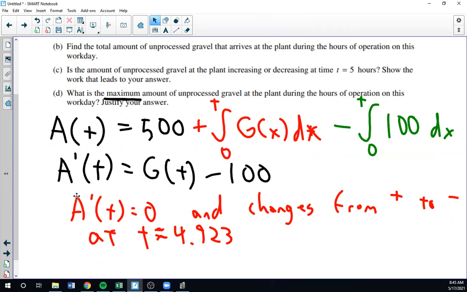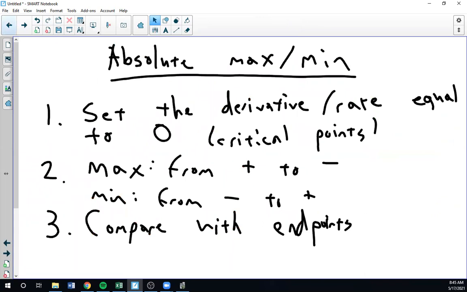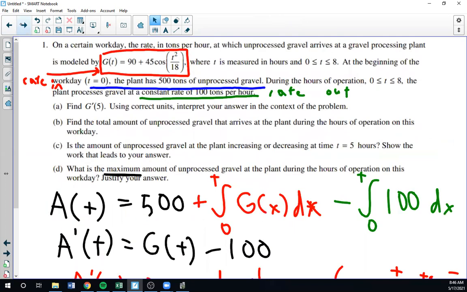Okay. So if we're following along with our steps for how to do these, we have set the derivative of rate equal to 0. We've analyzed where it changed from positive to negative. That was our key points. If we had 2 different points, then we would just write down the place where it changed from positive to negative, because that's the one we care about. So we're on to our last step, which is to compare it with the endpoints.